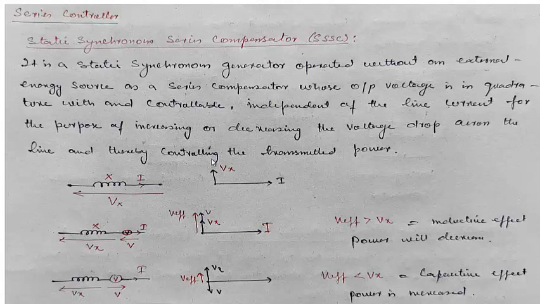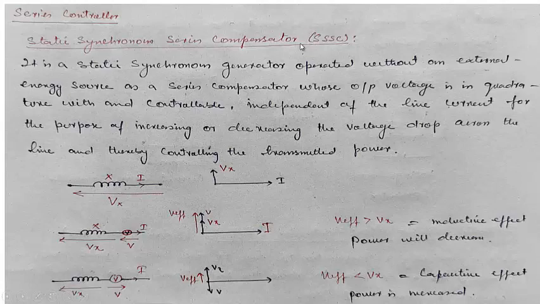What it does: usually, let us say this is the transmission line. This will be its receiving end, this will be its sending end. So the voltage drop across this reactance, let us say it is Vx, and the current flowing through this line will be I. So this is its phasor diagram. This will be current I, this will be Vx. That's the voltage drop along this.